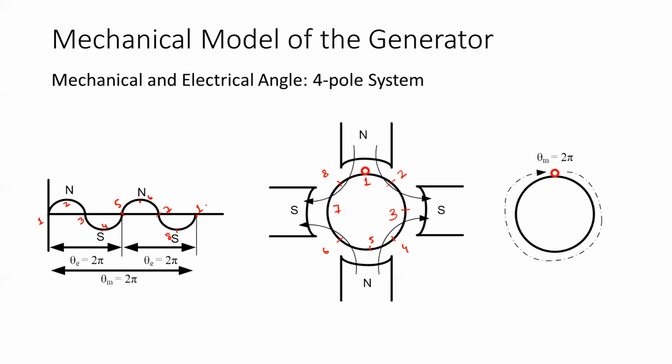So how much is the mechanical degree? 2 pi. It will always be 2 pi. One complete revolution of the rotor will always give you twice pi. As we said in the previous slide, the mechanical degree does not depend on the configuration of the stator, but my electrical degree depends on the configuration of the stator. So now if I give you a 6-pole system or an 8-pole system, I believe you can find out, right?